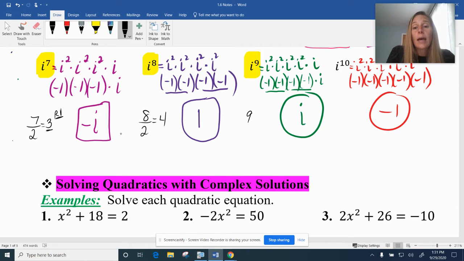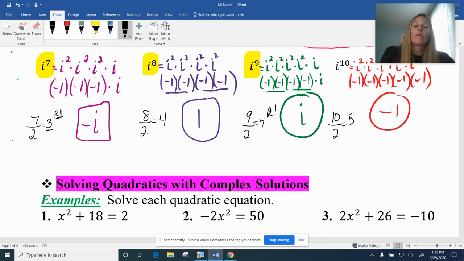For the next one, 9 divided by 2 gives me 4 remainder 1. Since I have a remainder, that means I'm going to have that i left over, so there will be an i in my answer. But 9 divided by 2 gave me 4, which is an even amount of negatives, so all the negatives will cancel. And then the last one, 10 divided by 2 is 5. There is no remainder, so I don't have to worry about an i in my answer. But there's an odd number, 5 -1s, so that will give me a negative answer.